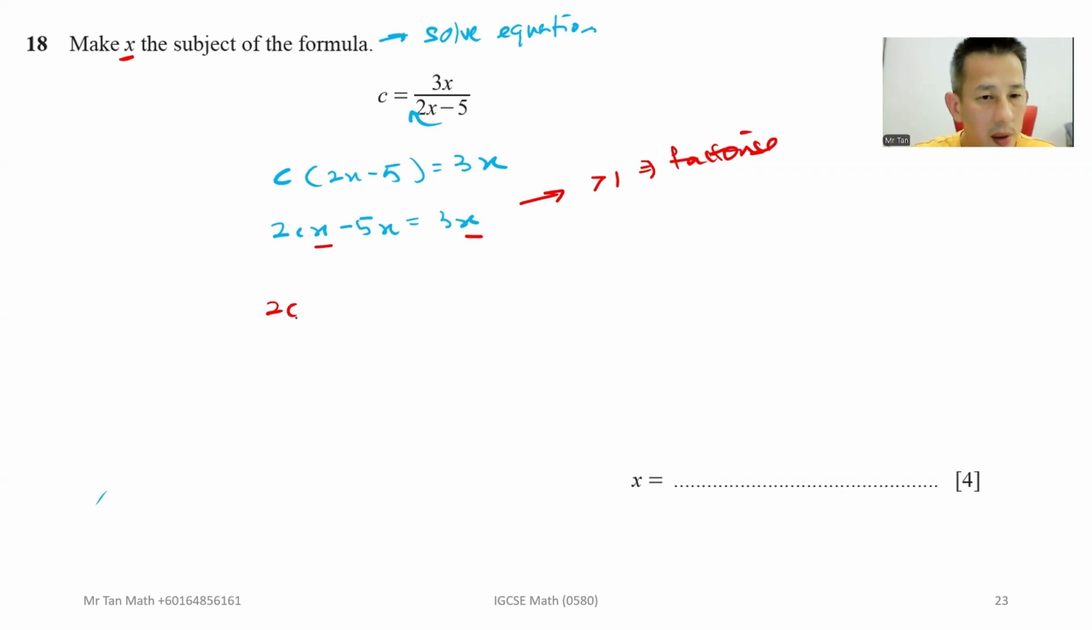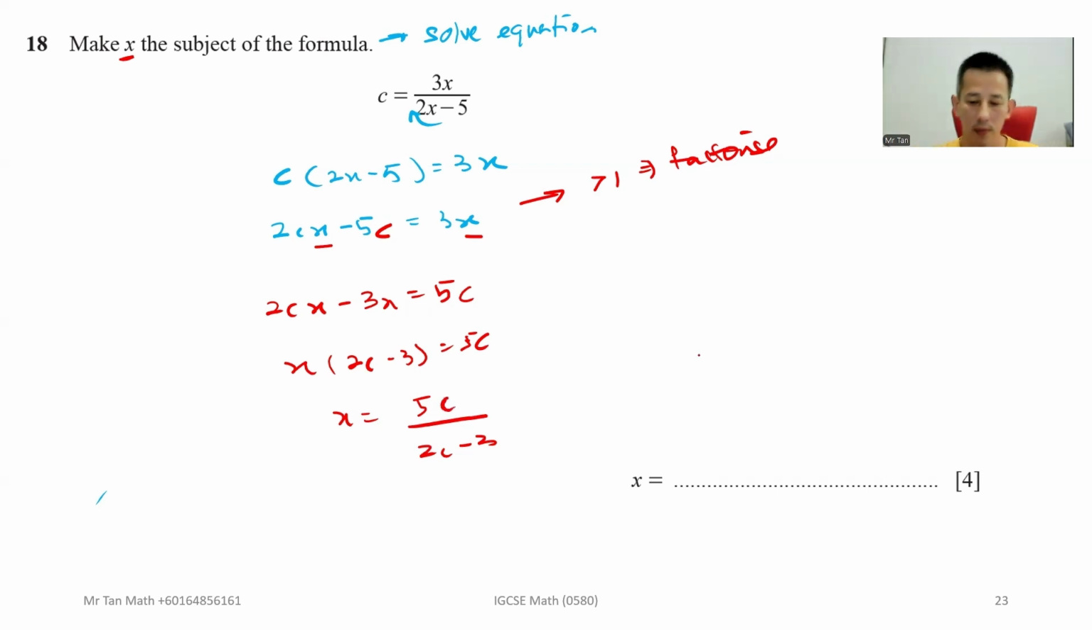2cx minus 3x should equal to 5c. Factorize x, you get 2c minus 3 equal to 5c. So x equal to 5c over 2c minus 3.